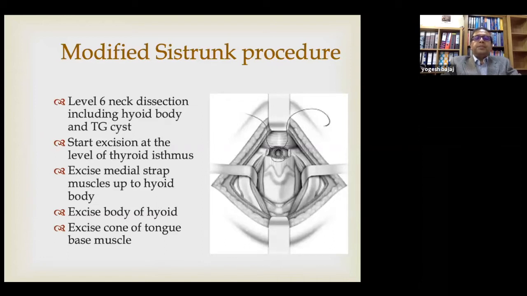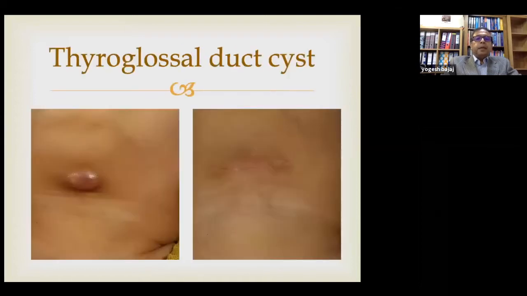From the level of the thyroid isthmus, you will excise the medial strap muscles, so to say 1 centimeter on each side, right up to the level of the hyoid body. Then you excise the body of the hyoid and continue with your excision and get a cone of tongue-base muscle. That's a modified Sistrunk procedure with good results, and that's what's recommended these days. And that's the same child before and after a surgical procedure with a neat scar, healed nicely.